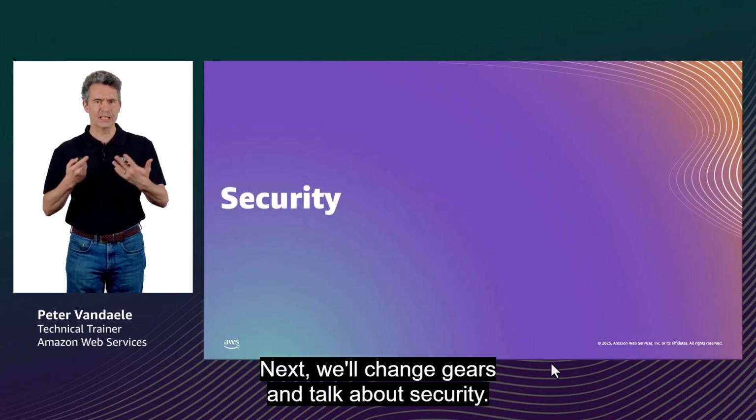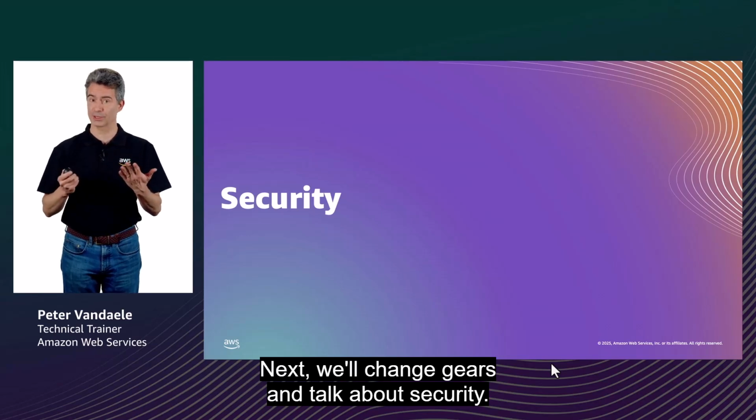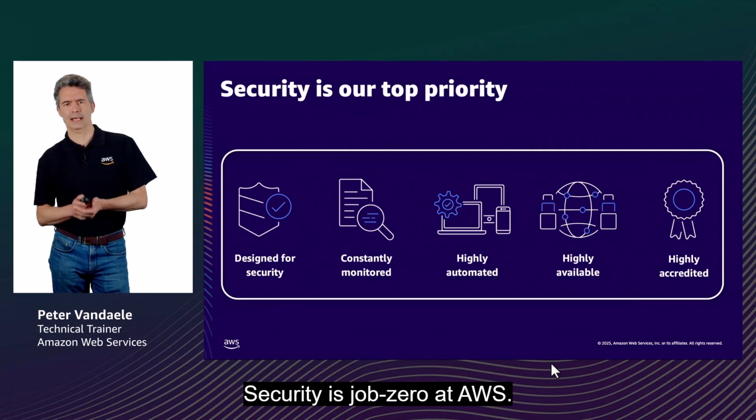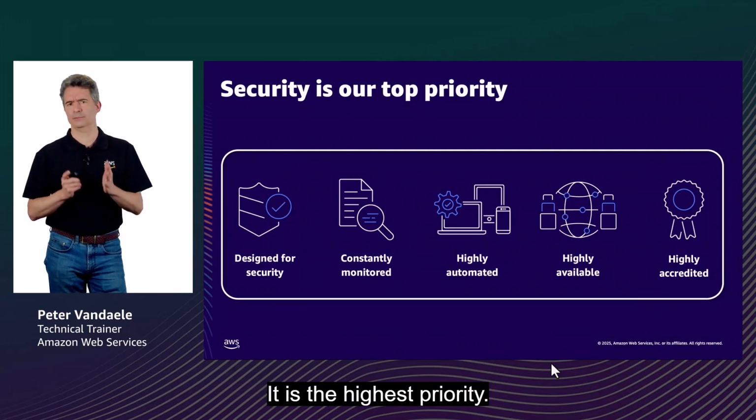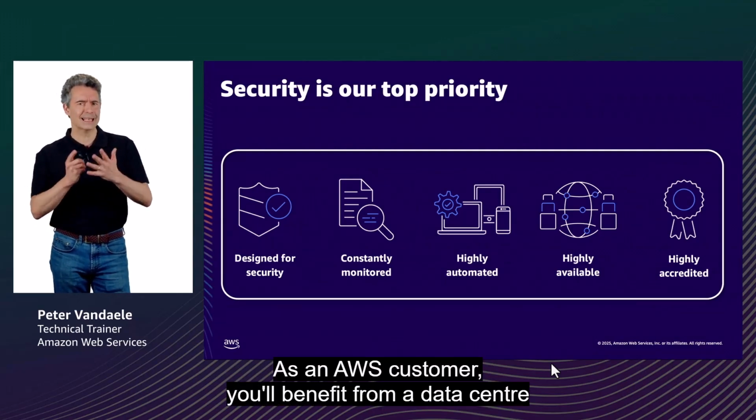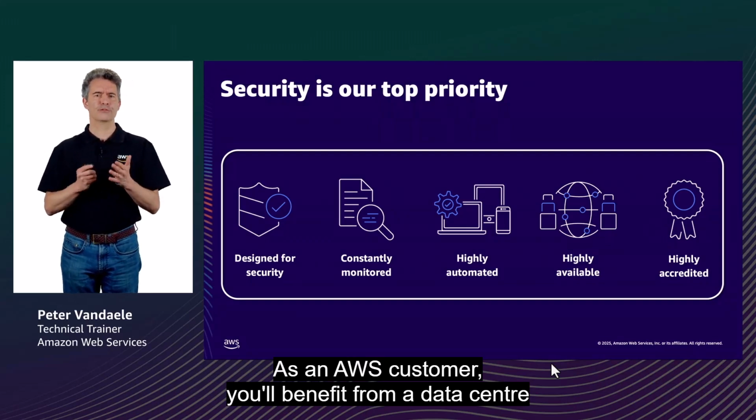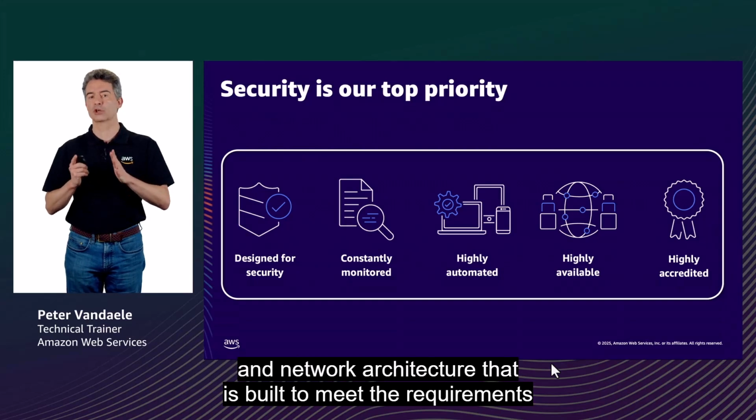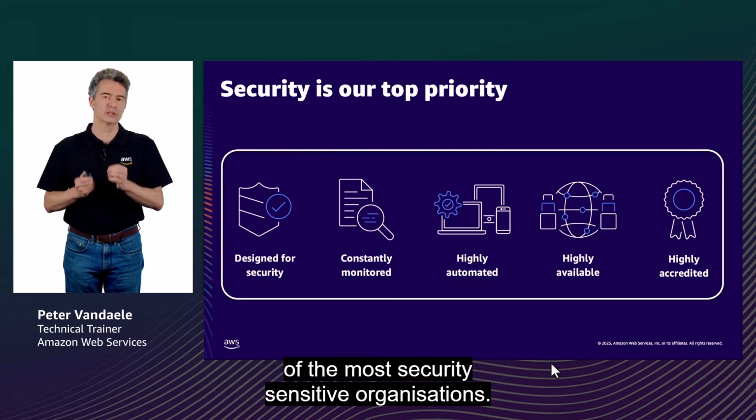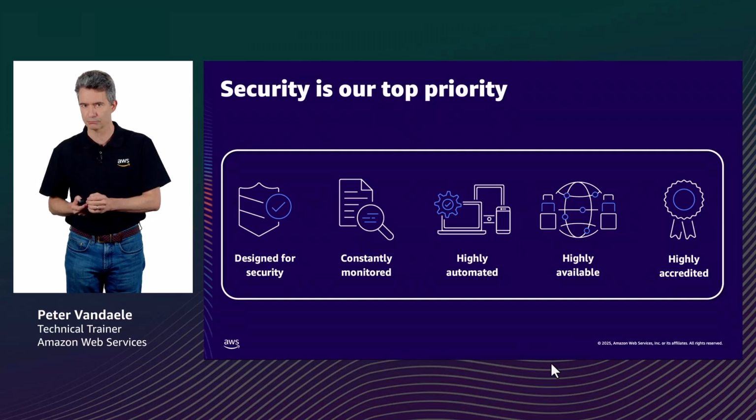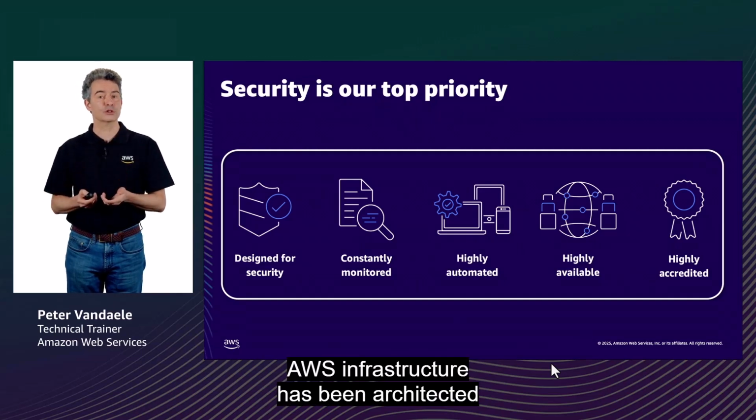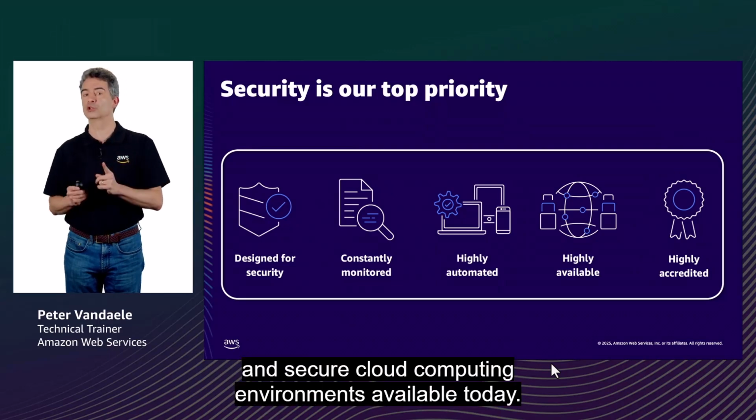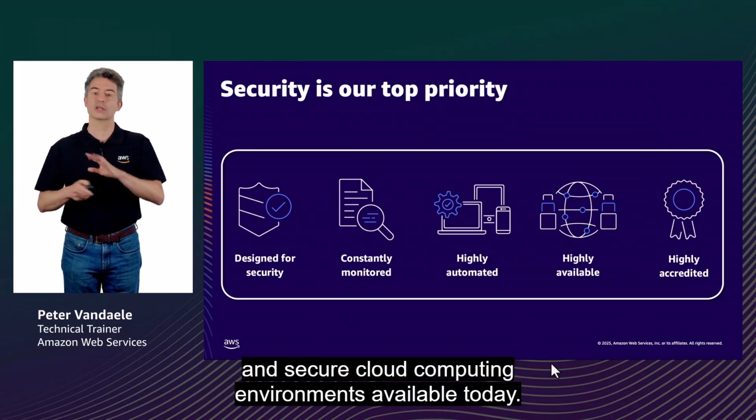Next, we'll change gears and talk about security. Security is job zero at AWS. It is the highest priority. As an AWS customer, you'll benefit from a data center and network architecture that is built to meet the requirements of the most security-sensitive organizations. The AWS infrastructure has been architected to be one of the most flexible and secure cloud computing environments available today.